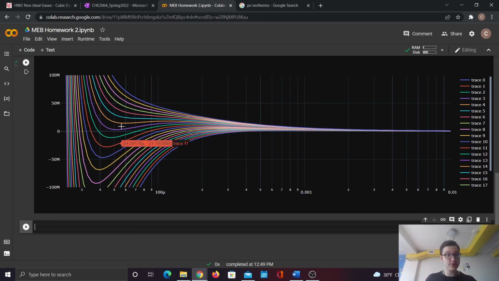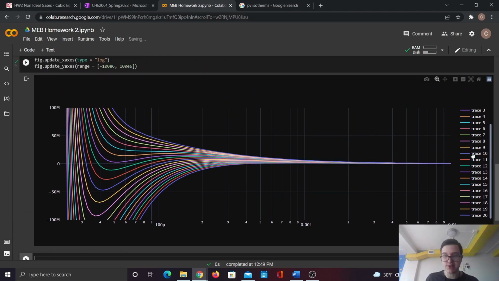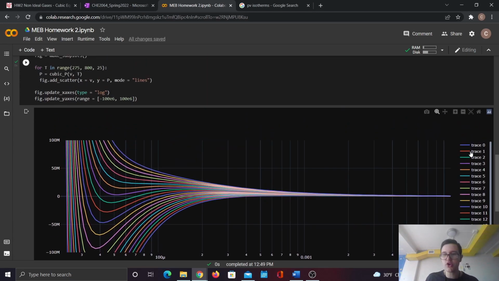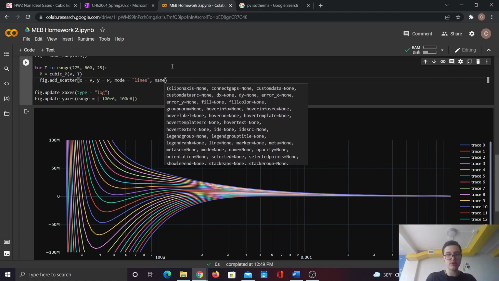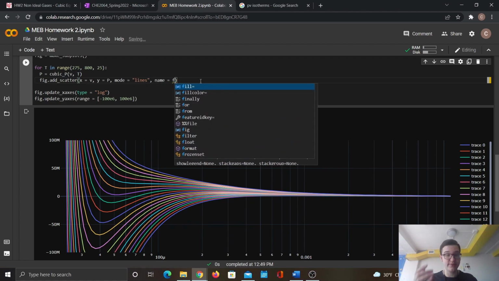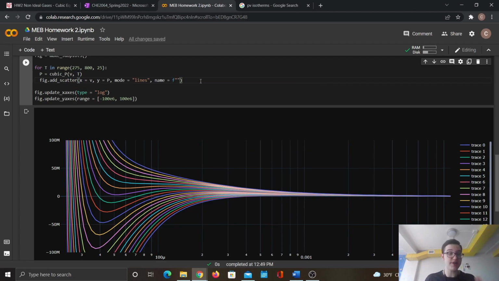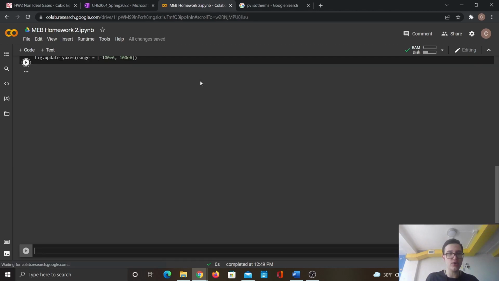Wow, this definitely looks much better. So we have all of these traces. Well, I don't want to call them traces, so I'm going to name these lines as the last thing we do for this homework, just for a mix of fun and organization. So name is equal to f. So f is function. That means I can input a function and it will change. So it is going to be temperature as brackets Kelvin. Now Shift Enter.